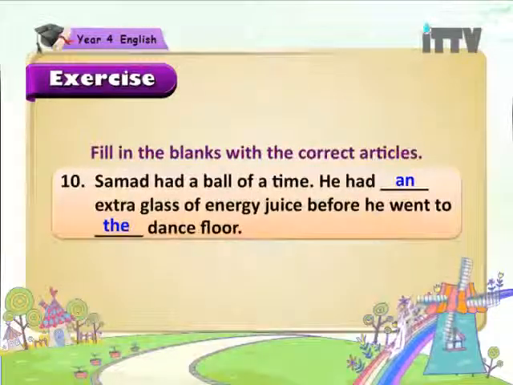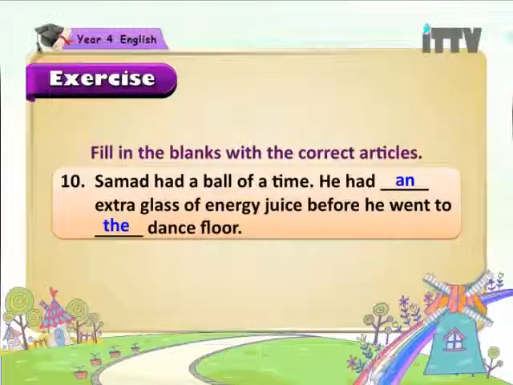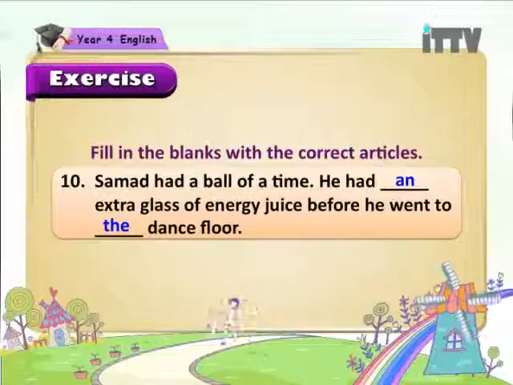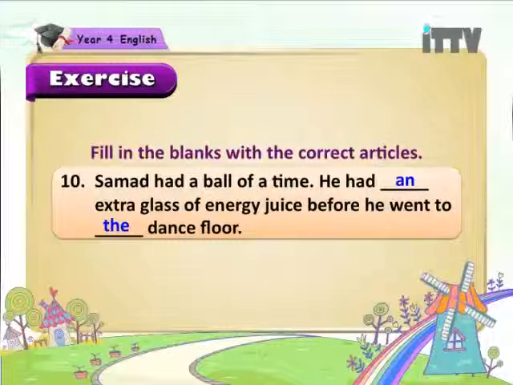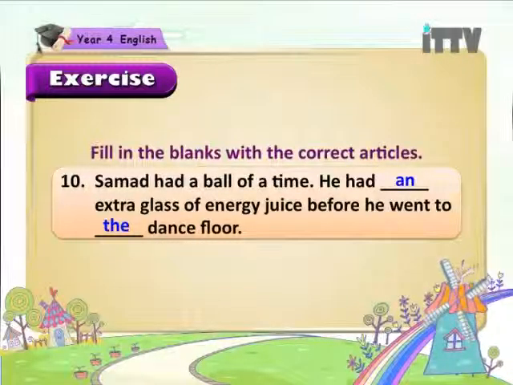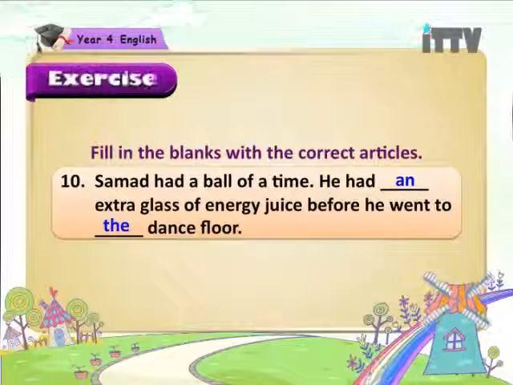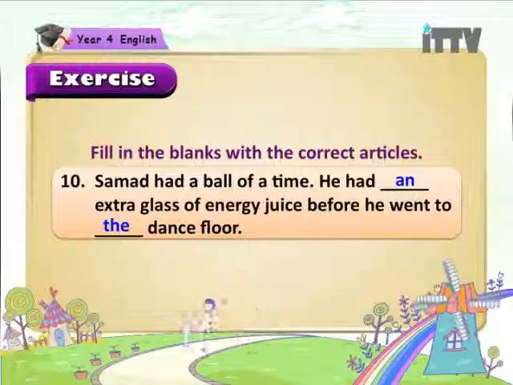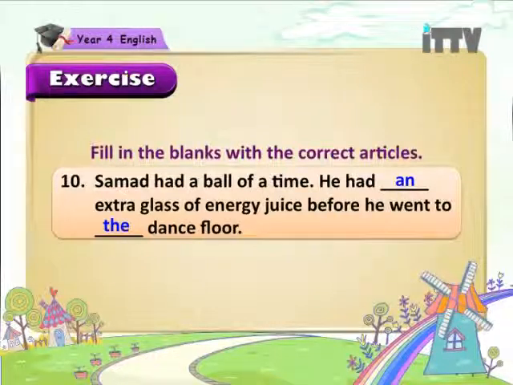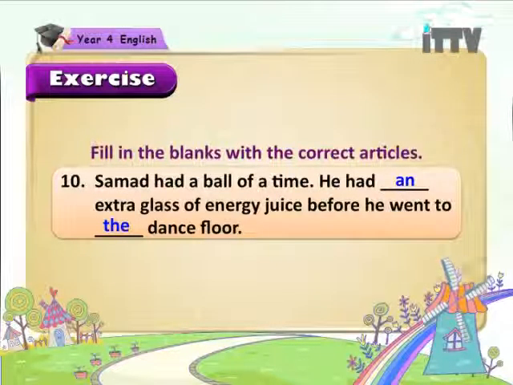And the final question. Samad had a ball of a time. He had an extra glass of energy juice before he went to the dance floor. So remember, an extra glass, and because it is a specific dance floor, it becomes the dance floor.